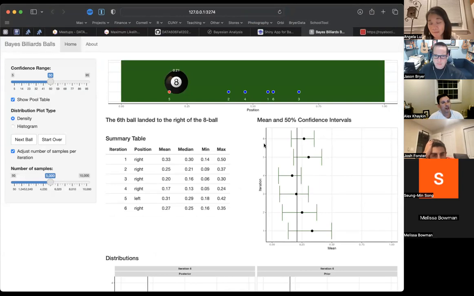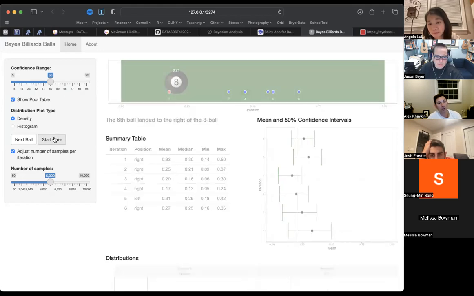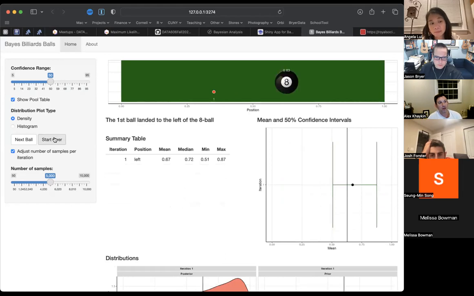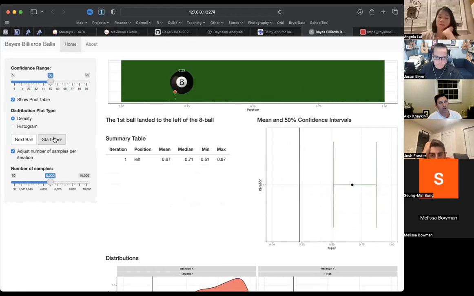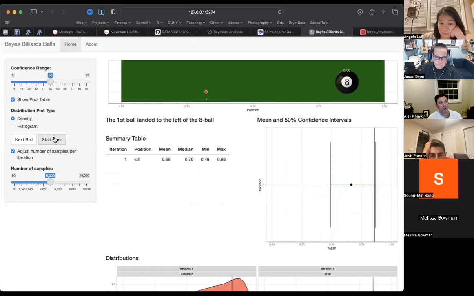So we're trying to predict with this where the 8 ball will be. But let's say the 8 ball was directly in the middle, then the probability of each ball you randomly throw will be on the left or right equally, right? Yeah. What would the distribution look like? Here, let's see, we can start over. Wouldn't that also affect the distribution on top? Absolutely. It'll probably look more normal.